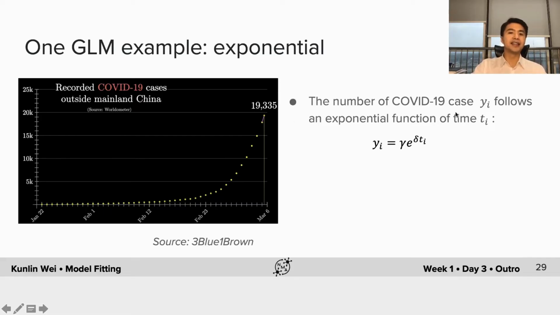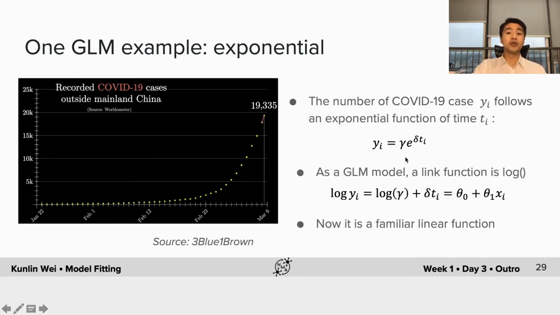The number of COVID-19 cases actually follows an exponential increase over time during the outbreak. And if we use a link function of log, we can transform it into a very simple linear function. So you take a log, that's your link function now, and you immediately notice this is your intercept, a constant, and this is a slope multiplied by time. So it's theta 0 plus theta 1 multiplied by x. This is a very familiar linear function you learned today. So as you can see, the generalized linear model, using a link function, can transform all kinds of exponential functions into linear forms.